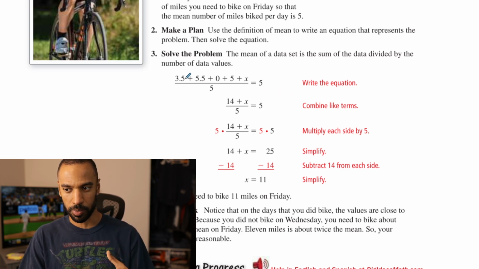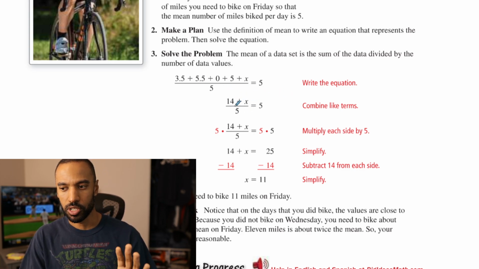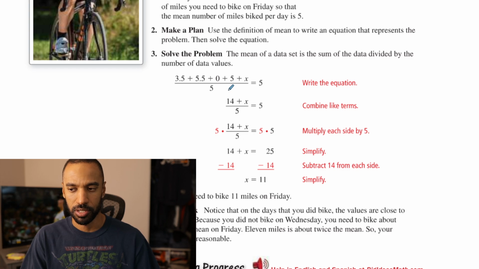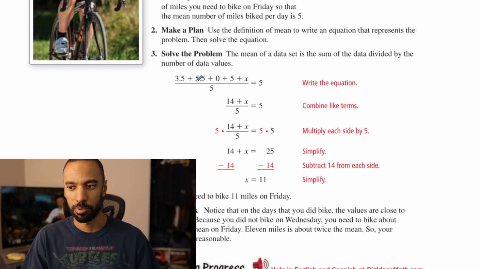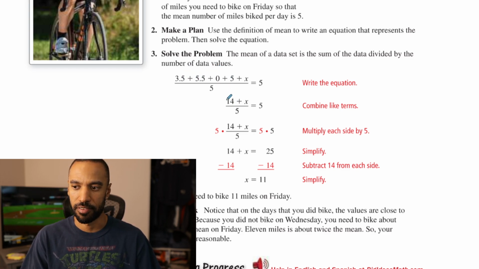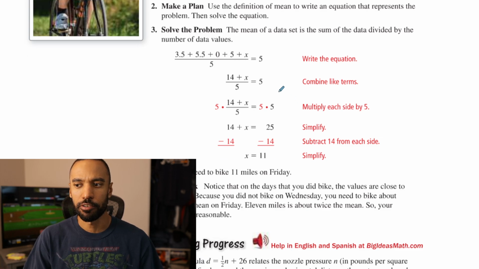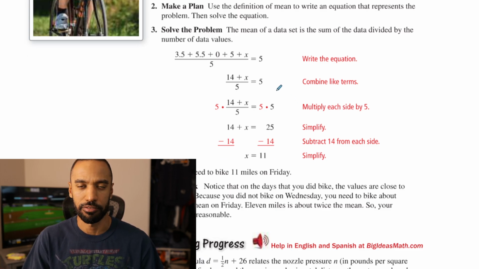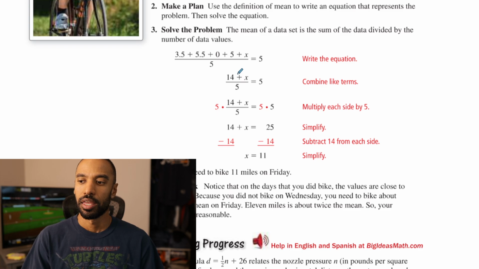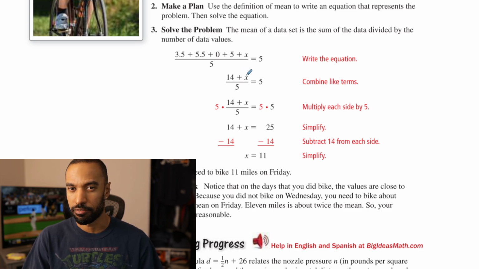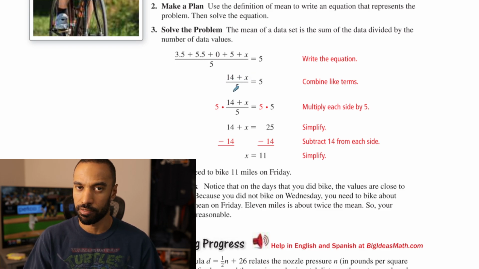So what we're going to ultimately get is a division problem. There's addition on top, but a division problem exists. It's a fraction. 3.5 plus 5.5 is 9, plus 0 plus 5 is 14. 14 plus x divided by 5 equals 5. Now, I think this is our first one with a fraction, but there are different instances of fractions we'll be able to see in solving. Think about the order in which x is being affected. First, 14 adds with x, and then that result divides by 5.